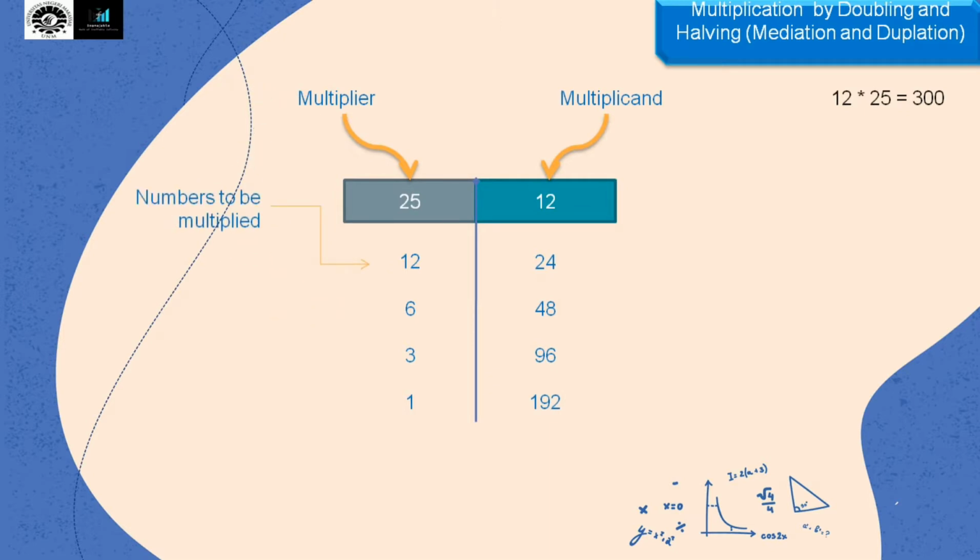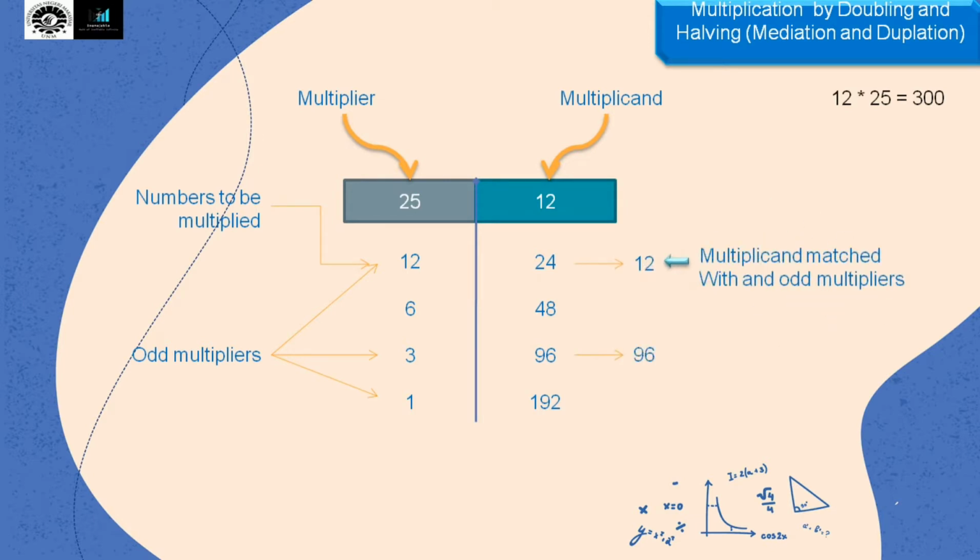Fourth, use the odd numbers in the left column to identify which matching number in the right column to add. Fifth, add the doubles in the right column which match the powers of two identified in the left column. And the last, the sum is the desired product.